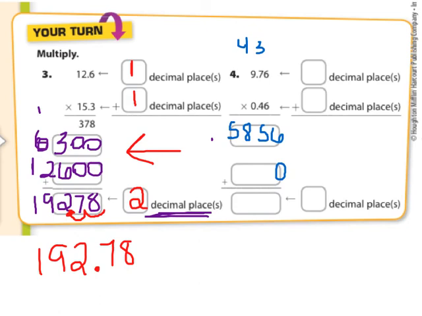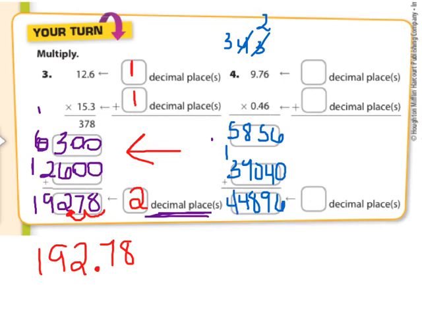4 times 6 is 24. So I'm done with those. I need 2. 4 times 7 is 28, plus 2 is 30. And 4 times 9 is 36, plus the 3 is 39. Alright, now we're going to add those together. So 0 plus 6 is 6. 5 plus 4 is 9. 0 plus 8 is 8. 5 plus 9 is 14. And 3 plus that 1 is 4.